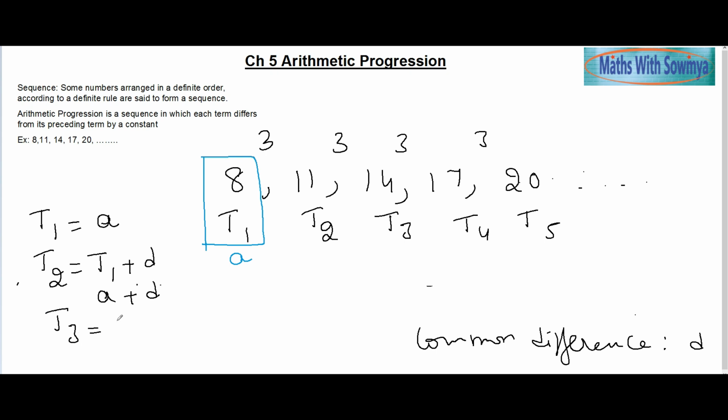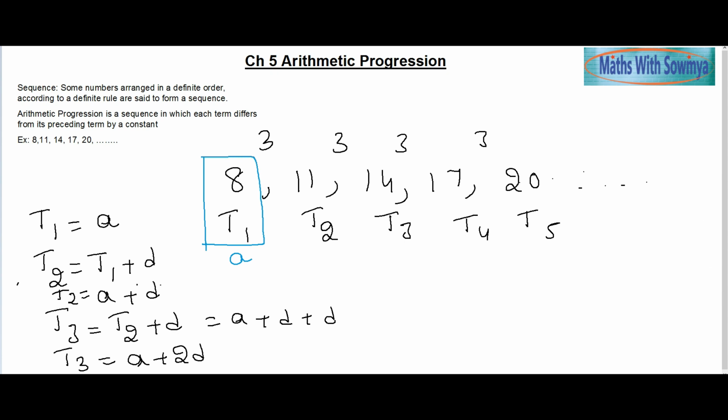The third term is the second term plus D. That is A plus 2D, because T2 is A plus D. So if I replace, A plus D plus D, you are going to get A plus 2D. Similarly, if I take one more, T4, you can simply say A plus 3D.